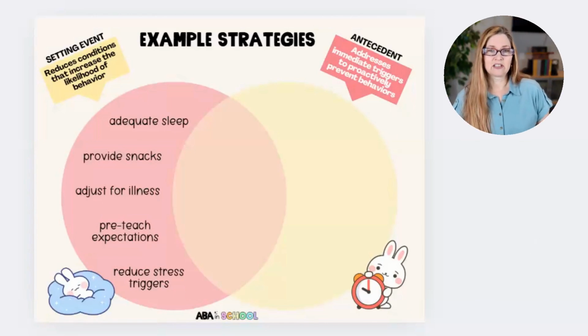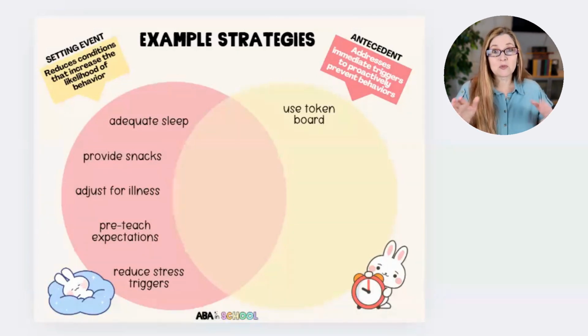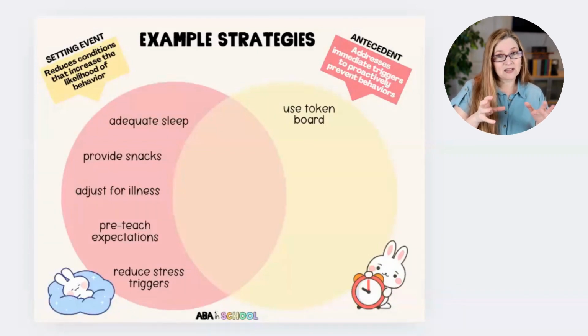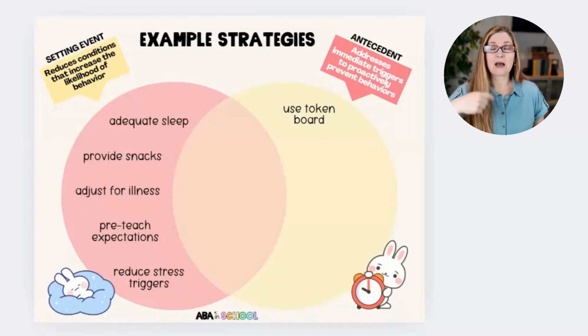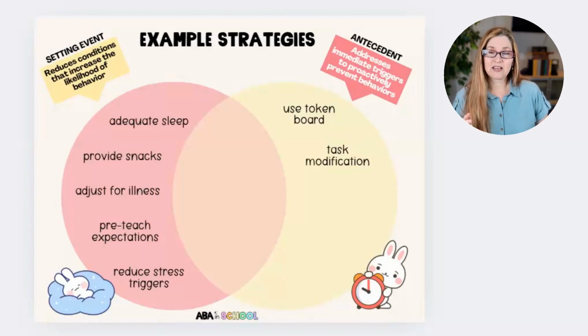And then those antecedent strategies would be things that happen right before. When you're using a token board, and this is one that's a little bit gray, it can be a setting event strategy, but usually it's something that's happening right now, as long as you've pre-taught it, preventing a behavior from happening in the first place. So with a token board, or when you're modifying a task, a lot of times we'll see students when you present them with something and you know it's a trigger, or you start to see their physical signs show that their anxiety is increasing, and you're able to modify the task before the behavior happens, that would be considered an antecedent strategy.